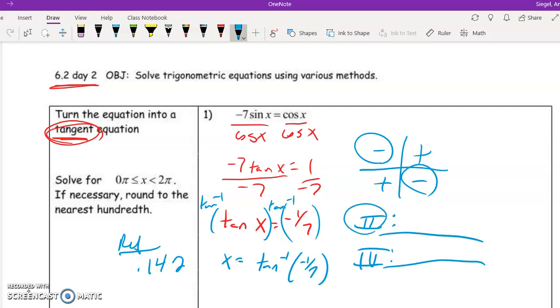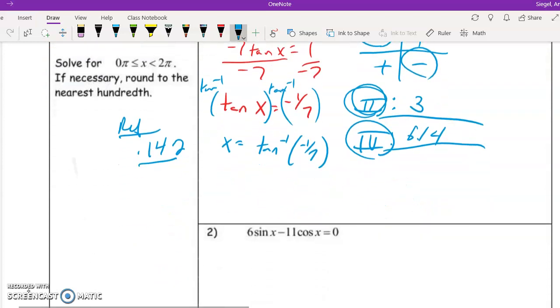So by now you should know for the second quadrant, you're going to take pi minus 0.142. And for the fourth quadrant, you're going to take 2 pi minus 0.142. And so when you do that, you get right at 3 in the second quadrant, and then 6.14 in quadrant 4.